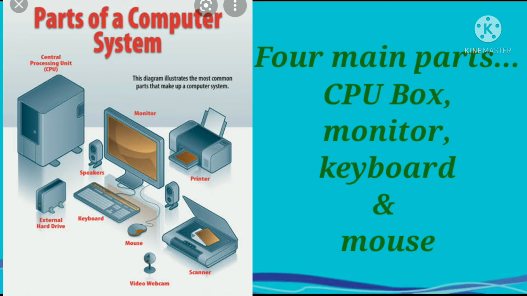Hello children. Today we are going to discuss the different parts of a computer. A computer has many parts. It is a machine that runs only with many parts. All the parts have some important functions. But a computer has four main parts, namely CPU box, monitor, keyboard and mouse. All of them together make a computer system.